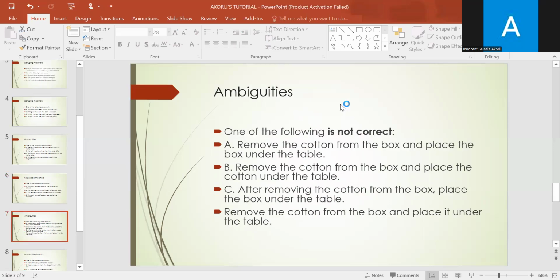Now let's look at this one again, ambiguities. So I'm discussing three things: dangling modifiers, misplaced modifiers, which lead to ambiguity. So the topic of ambiguity is already incorporated into the discussion on dangling modifiers and misplaced modifiers. Okay, one of the following is not correct. Remove the curtain from the box and place the box under the table.